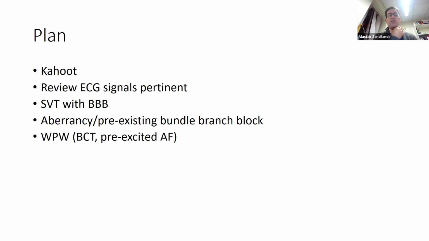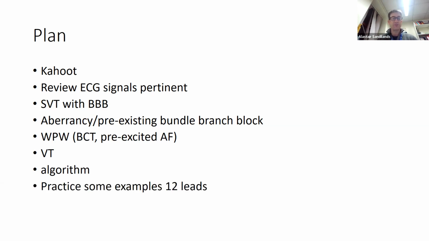We're going to look at Wolff-Parkinson-White again, but more of the broad complex tachycardias, those going forwards over the pathway where there will be evidence of a delta wave. And lastly, ventricular tachycardia. We'll look at the algorithm for broad complex tachycardias to help you interpret them and become more confident. We'll go through lots of examples this evening, and at the end, we'll do a bit more Kahoot.